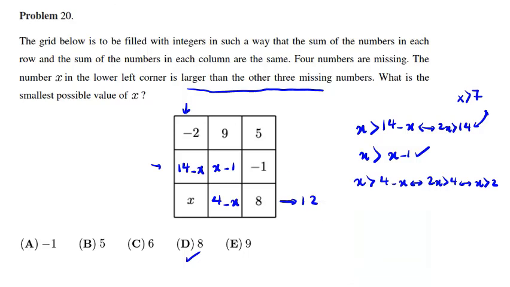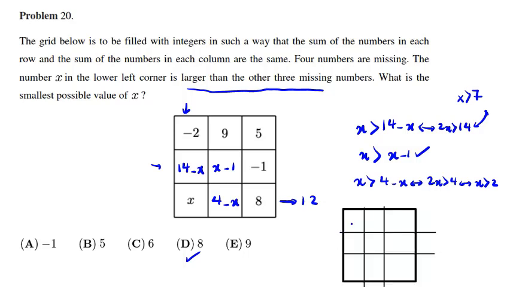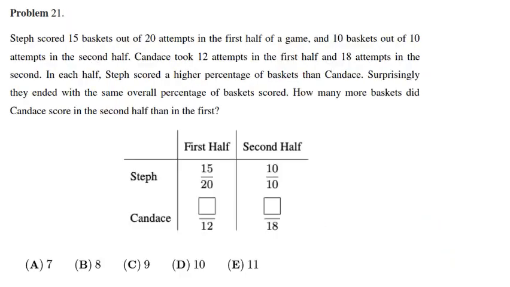So if we draw a 3 by 3 table, then we have -2 here, 9 here, 5 here, x is 8. 14 minus 8, 6. 8 minus 1, 7, -1, 8, 4 minus 8, -4, and 8. And we can see all of them are okay. 16 minus 4, 12, this one 12, this one 12. 9 plus 5, 14, minus 2, 12. This one is okay. All of them are 12, and 8 is greater than 6, greater than 7, greater than -4.